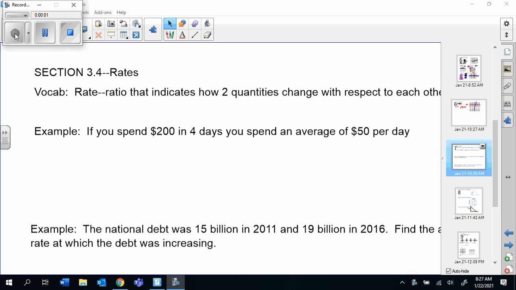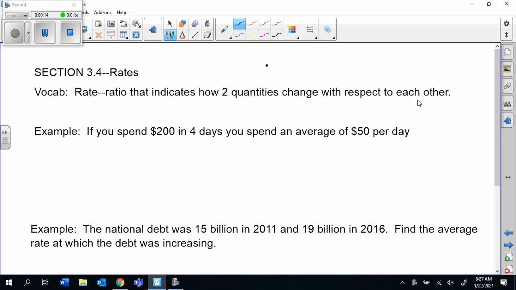In this lesson we're going to talk about rates, and you see right there in the vocab section, a rate is a ratio, aka fraction, that indicates how two quantities change with respect to each other, which sometimes the official mathematical definition doesn't really click with us until we see it in practice.